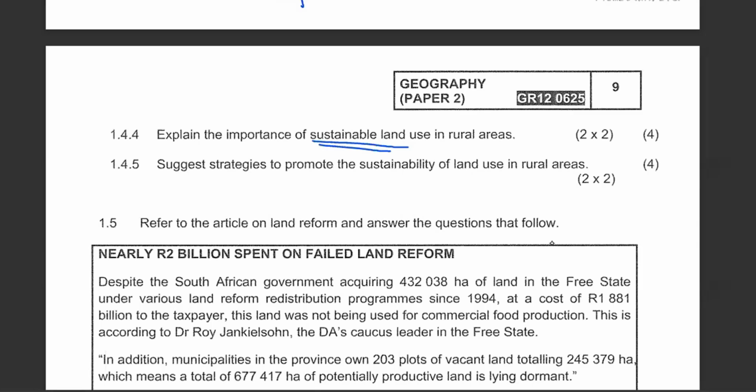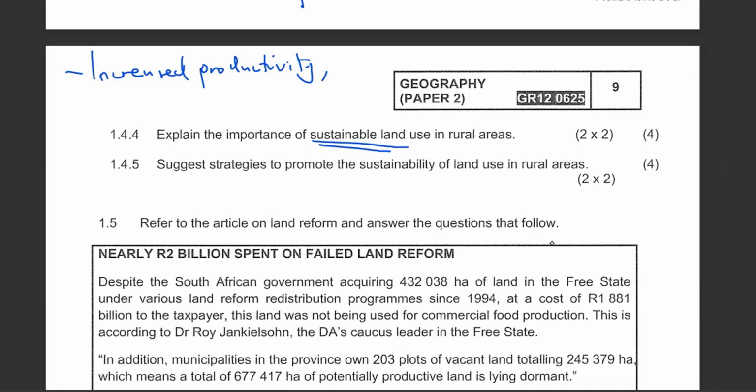So in other words, when we're talking of sustainability, we are worried about conservation and preservation of the available land and the available natural resources, so that the future generations are also going to benefit equally the same as us who are using the land today. So why is sustainable land use in rural areas important? You can talk of increased productivity. If we do sustainable agriculture, it's more productive. We end up having more yield.